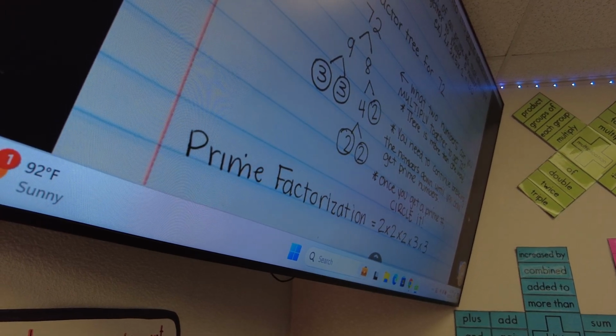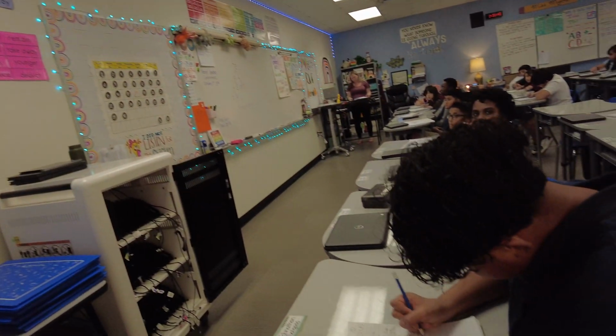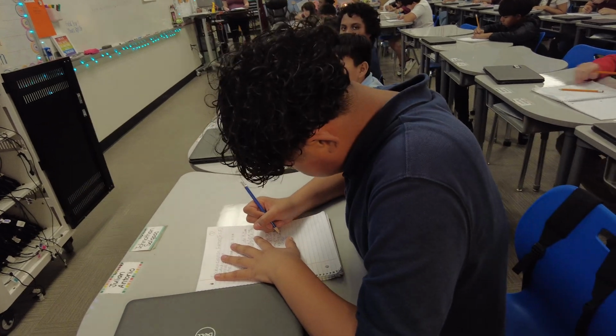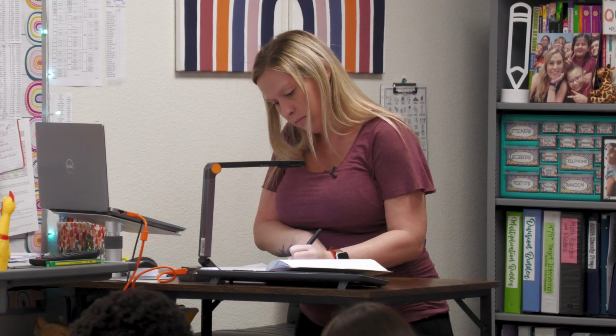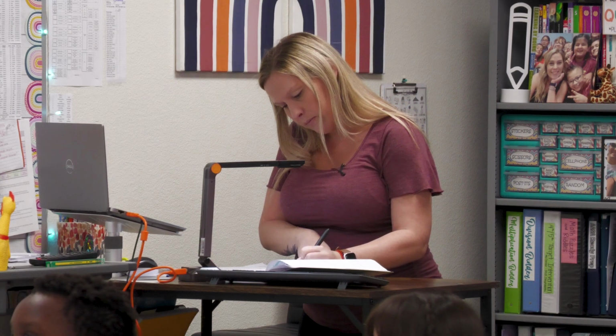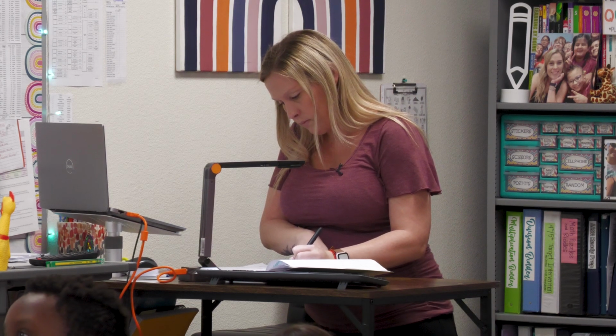So I'm writing: what 2 numbers can you multiply together? That's important. It's multiplication. Alex, write this down. And I also wrote, there is more than one way. You need to continue breaking down the numbers until you only get prime numbers.